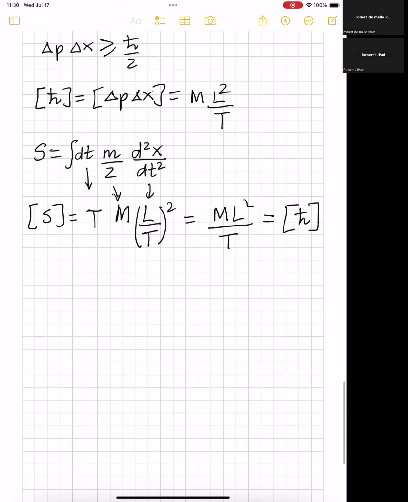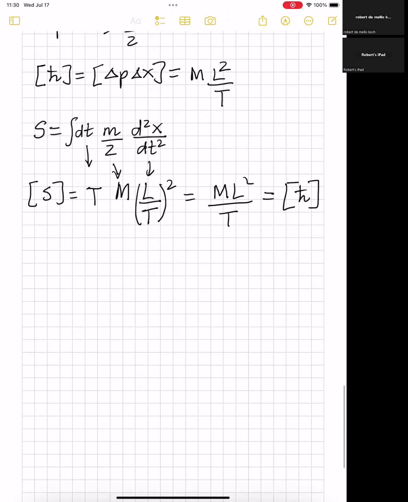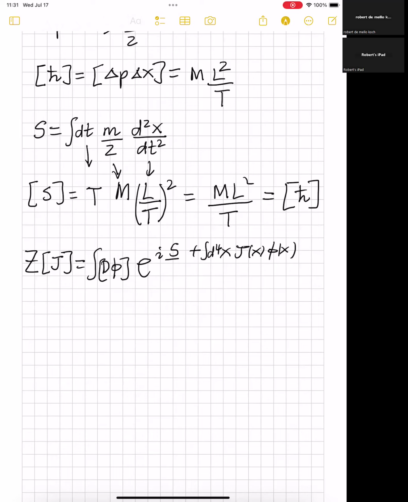The nice thing about that is we immediately learn how to put h bar back into our formulas. Remember, the central quantity that we have been studying to calculate correlators has been Z of J, and Z of J takes this form. It's an integral d phi, then e to the i, the action plus integral d4x, J of x, phi of x. Now we've learned that the action has the dimensions of h bar. We know that we have to make the exponent dimensionless if this is to make sense. So if we want to put h bar in, that's where h bar goes.